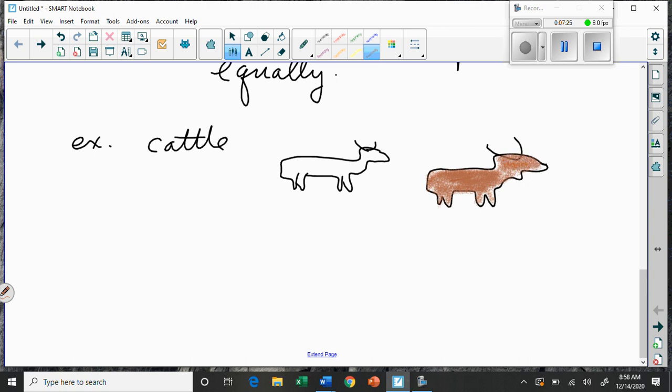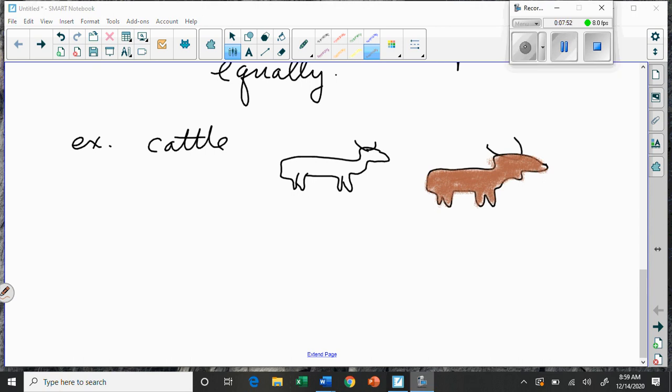I'm going to color him in really well because I want him to look really, really brown. Now, if brown was dominant over white and they had babies, we could do a Punnett square and figure out the percentages. If that was a homozygous dominant brown cow, all the babies would turn out brown, right?